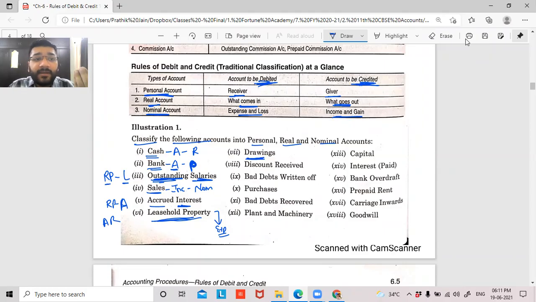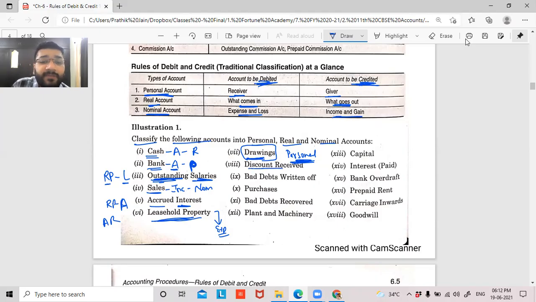Guys, the drawings transaction is something between the owner and the business. And I told you, if anything is happening between the owner and the business, it will be routed through the capital account, which is related to the owner. The owner is personal, so it is a personal account. It involves a human being. Drawings cannot take place without a person. So this is a special, exclusive case where drawings is related to the owner being a human being, and we treat it as personal. Are you able to follow? Guys, what do you say? Yes, sir. This is an exclusive case, so you have to remember it this way.